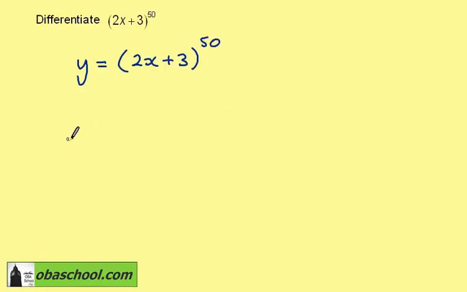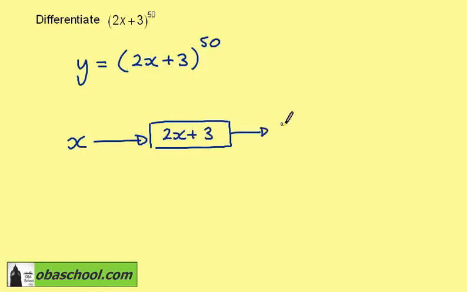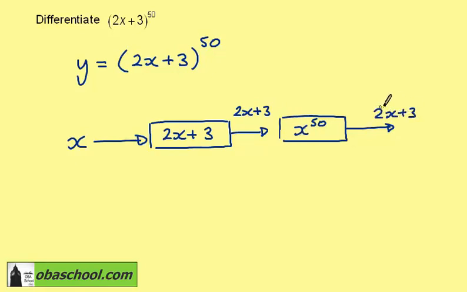If we look at this as a compound function, the x first goes into the 2x plus 3 function and then comes out and goes into the x to the 50 function. From the first function, the output is 2x plus 3, and this is input to this function, so we get (2x plus 3) to the power 50.